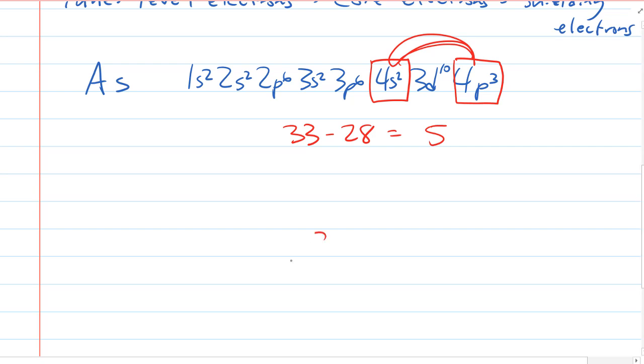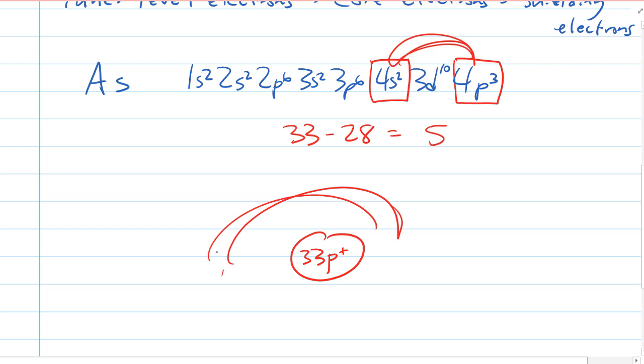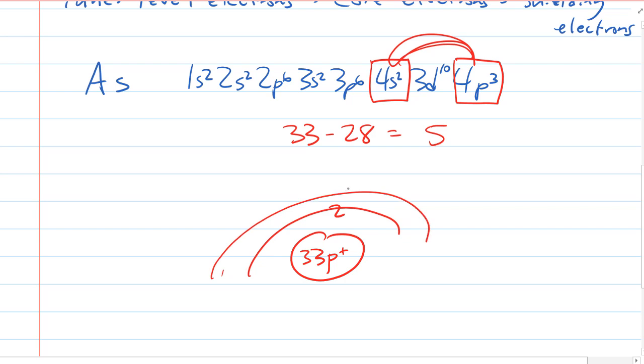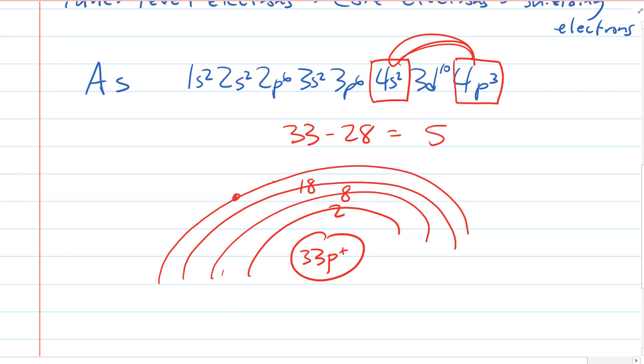So if we're looking at it, you'll recall that there's going to be 33 protons in this nucleus. There's going to be several levels in here. If we look at the first level, there's going to be 2 electrons in it. In the 2nd energy level, there's going to be 8. Then the 3rd energy level, there's going to be 18 electrons. Then sitting out here, we're going to have 1, 2, 3, 4, 5.